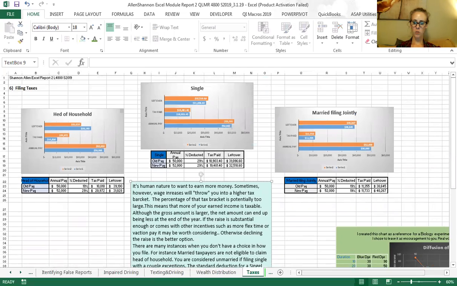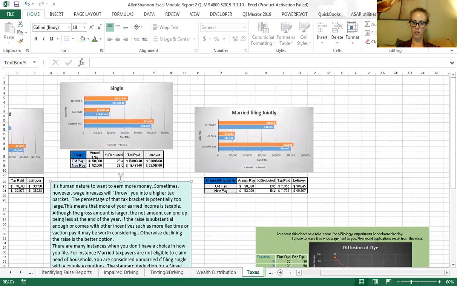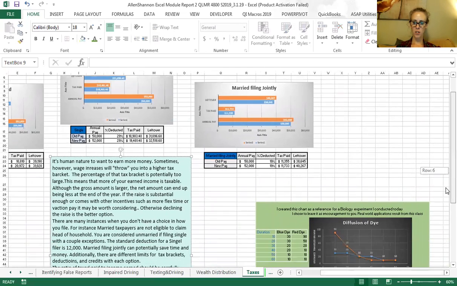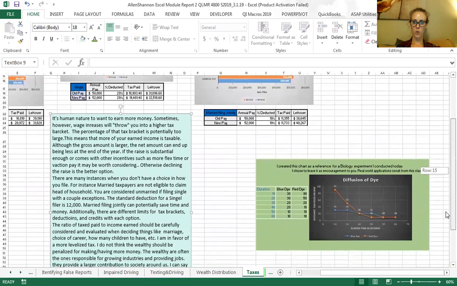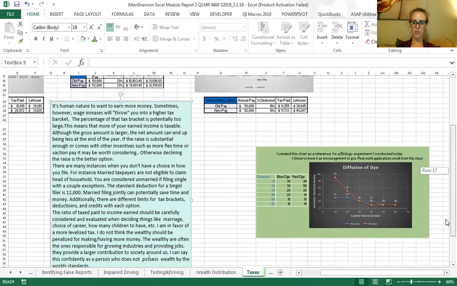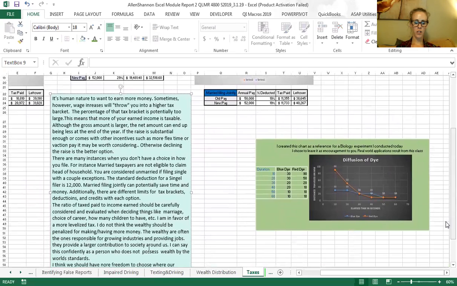And I did want to show this graph here. This was not part of the assignment, but quantitative lit is, I'm a fan, okay? Quantitative lit is so much more applicable for real life.